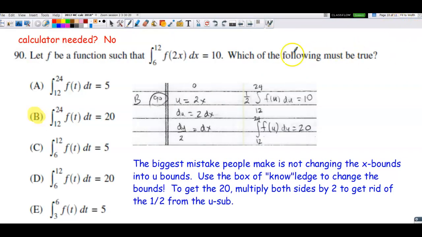Number 90, we do not need a calculator. We have a function. We have an inside and an outside function here, and we're trying to find or evaluate or figure out what would happen for our definite integral. In other words, this integral is equivalent to what integral? So we're going to need a u substitution because we have an inside function of 2x.